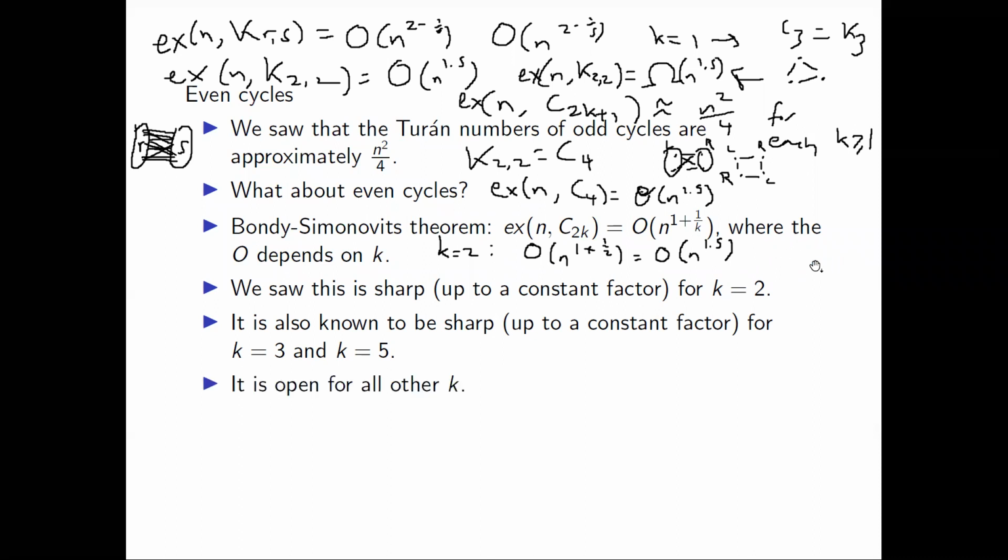For all other k, it's an open problem. So there's a conjecture for the other k. The conjecture is that the Bondy–Simonovits bound is sharp up to a constant factor. So this is the conjecture.